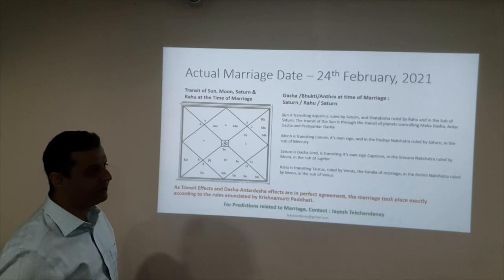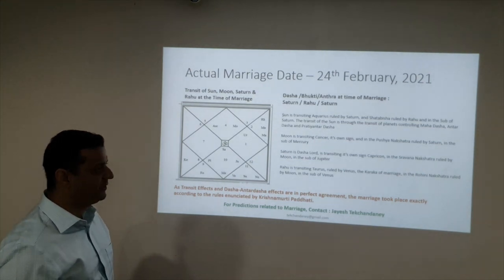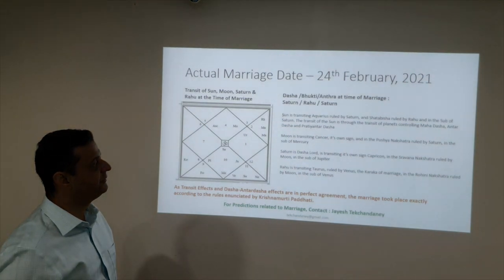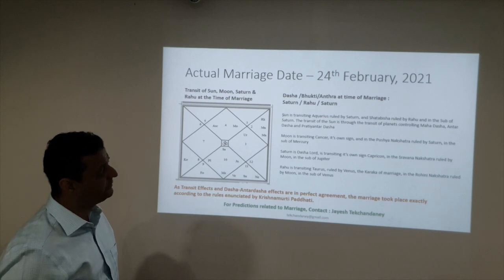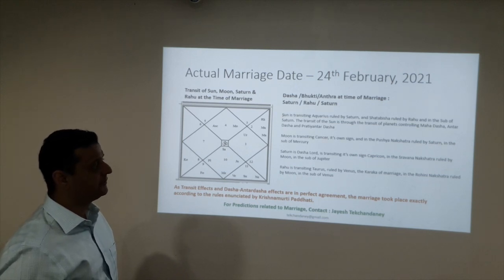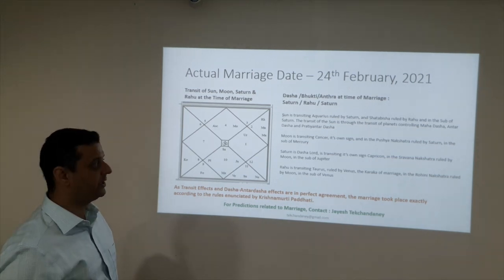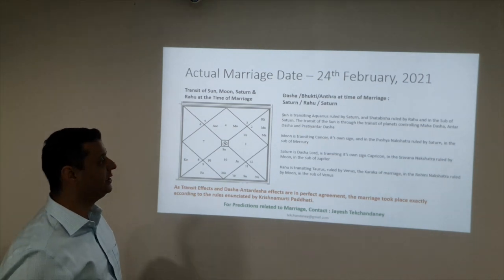And you see the planetary transits and what we just talked about, in terms of the Sun transiting Aquarius, ruled by Saturn, in the Sarvishta Nakshatra ruled by Rahu, in the sub of Saturn. So the transit of Sun, through these, in this period controlling the Mahadasha, Antardasha and the Pratyantardasha, or as we said, the Dasha, Bhukti and the Antara.